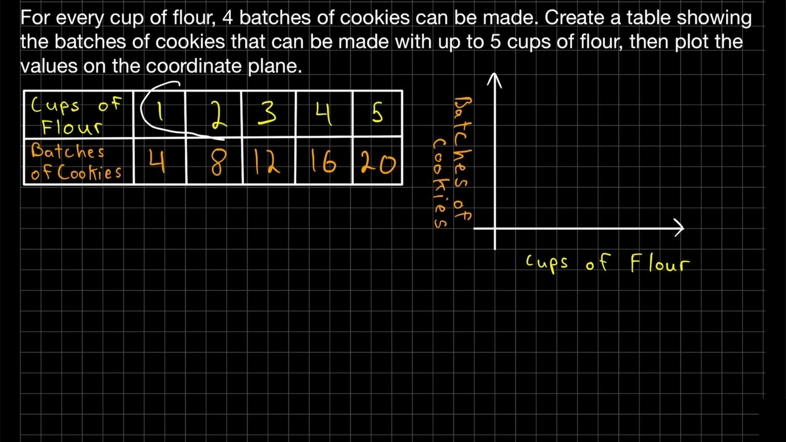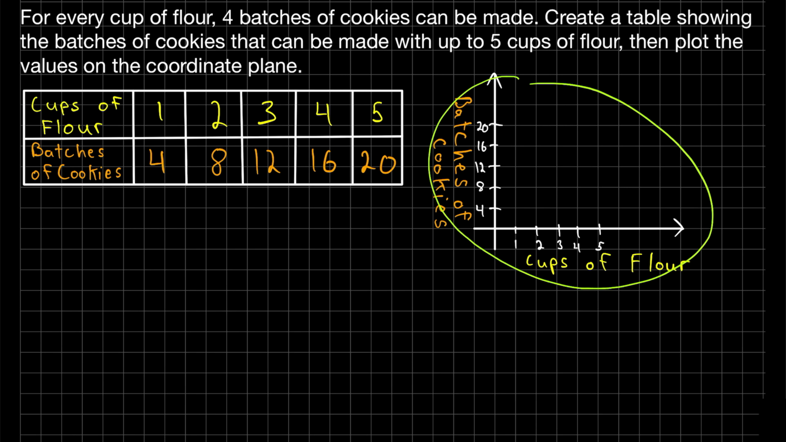Since our cups of flour are just going up by 1, that will work fine for our units on the x-axis. So we'll start with 1, and then 2, and then 3, 4, and 5. Our batches of cookies, on the other hand, are going up by units of 4, so in order to make sure we have space for all of our points, let's go up by units of 4 on the y-axis.